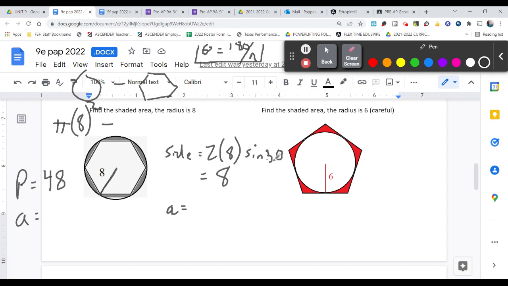All right, so now we need the apothem. And so the apothem, if they give us the radius, it should be right underneath this formula.